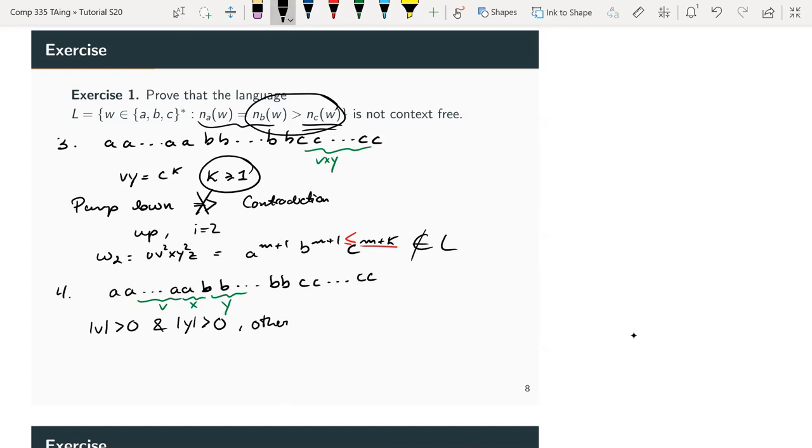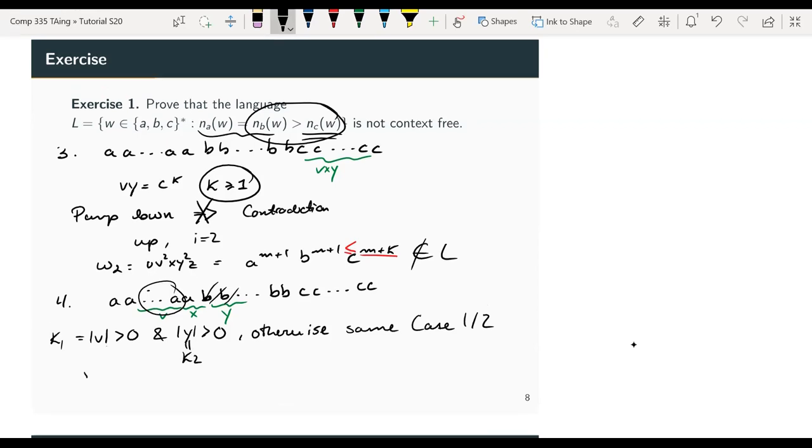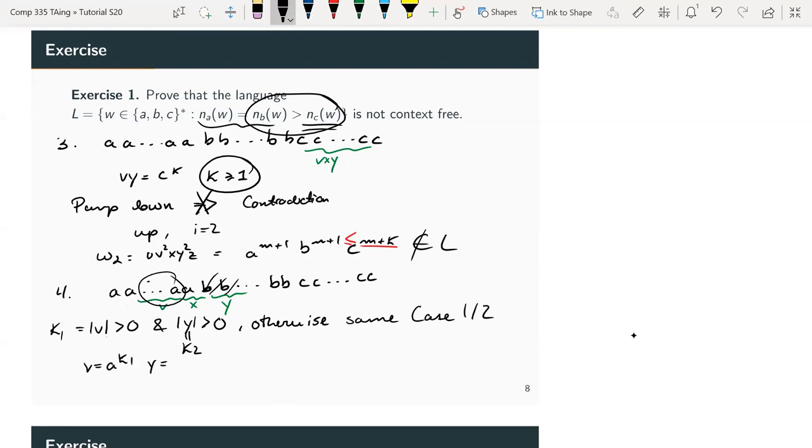Otherwise, if the length of V is zero, you have no V's here, so then you're just going to pump the B's. That's the same as case two. If instead you have the length of Y zero, so you have no B's here, then you're only going to pump the A's, so that's similar to case one. So if either of these is equal to zero, it's the same as case one or two. So I'm assuming that both of them have positive lengths. Let's say V has length K1 and Y has length K2. So now V looks like A^K1 and Y looks like B^K2.